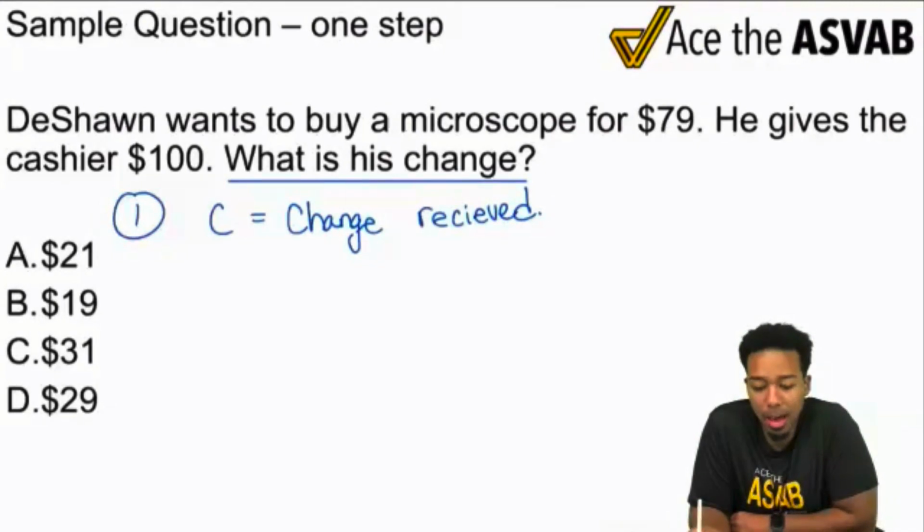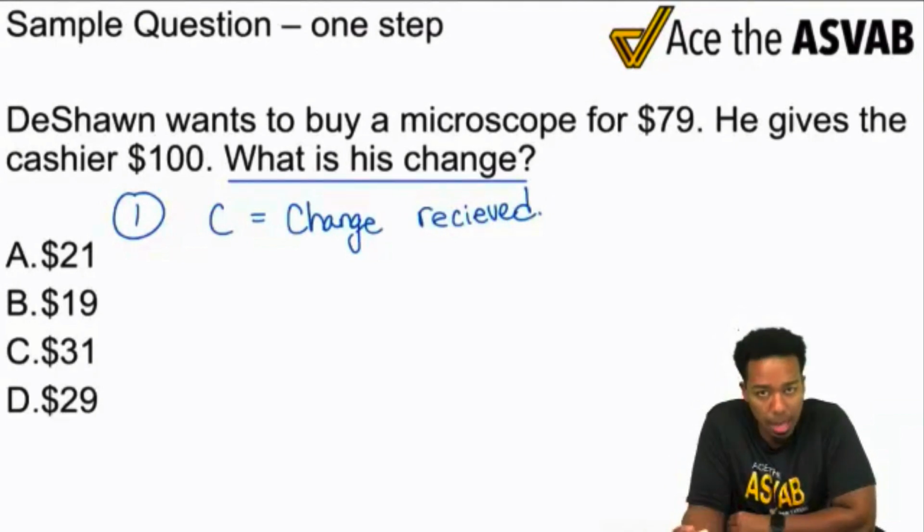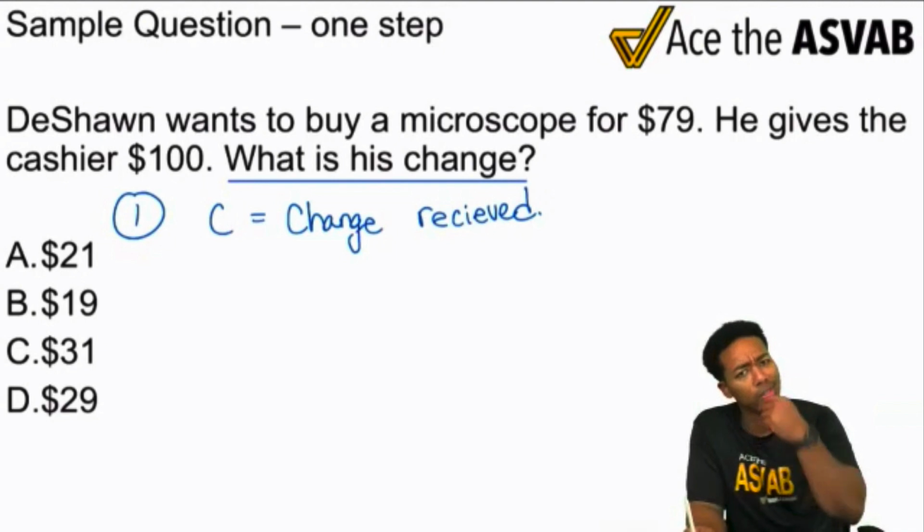What kind of math operation should we see? Right. We should definitely be seeing subtraction, because remember, change is what's left. So I can definitely hope to see some subtraction here. Let's read the problem now.